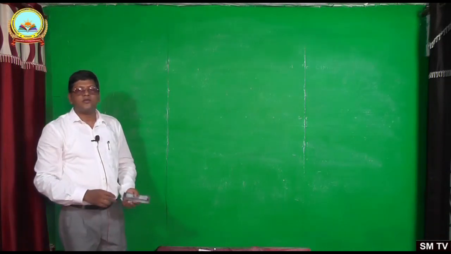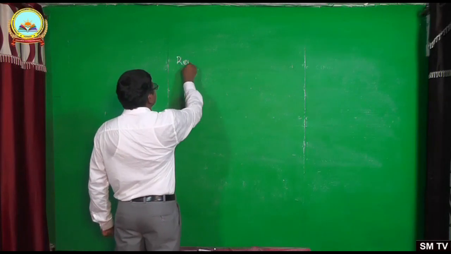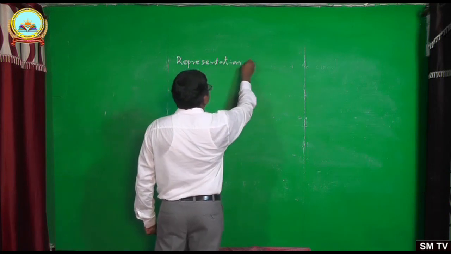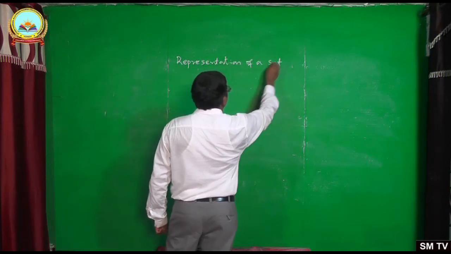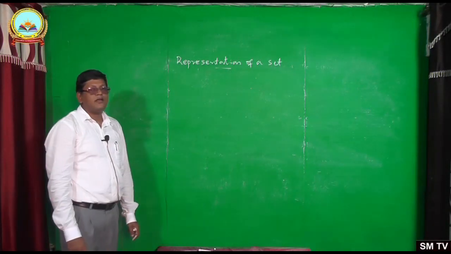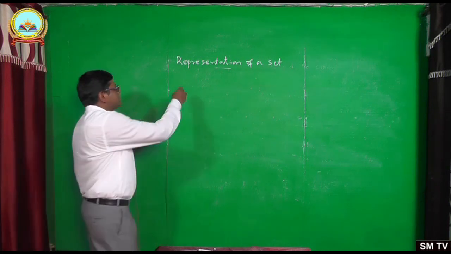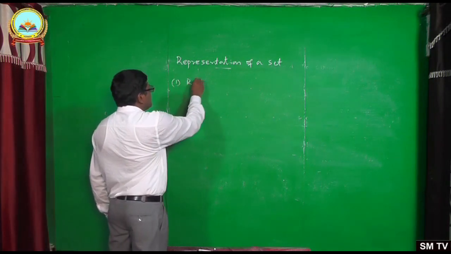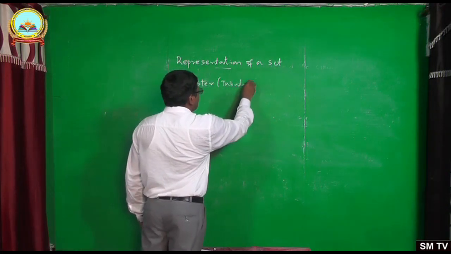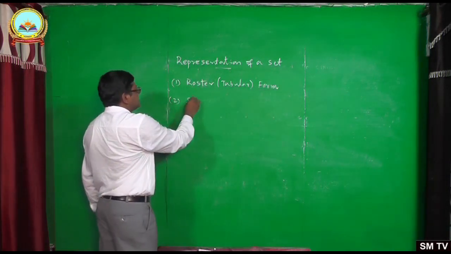Next, we shall move on to representation of a set. Representation of a set. A set can be represented in 2 different ways. The first one is roster form or tabular form. Second one, set builder form.